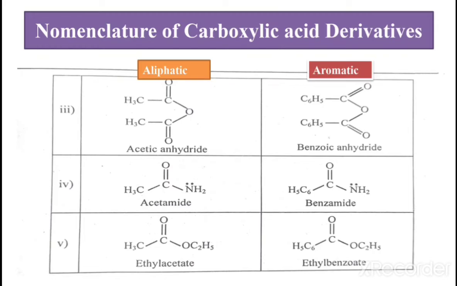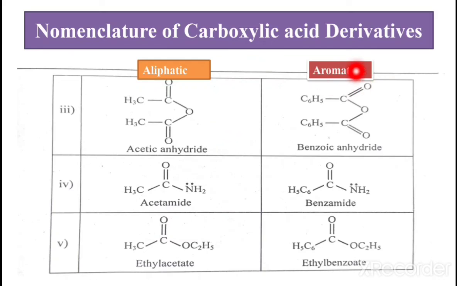Another example in aliphatic, here CH3-C=O-O-C=O-CH3 is called acetic anhydride. If the linkage is in this way, CH3-C=O-O-C=O-CH3 is called acetic anhydride. Now then, another example in aliphatic, CH3-C=O-NH2 is called acetamide. And the last one is CH3-C=O-O-C2H5, called ethyl acetate. This acetate group, this is ethyl acetate. This is about the aliphatic ones.